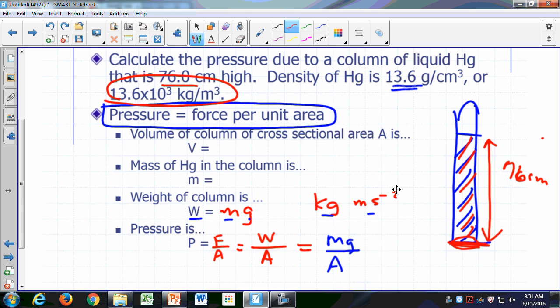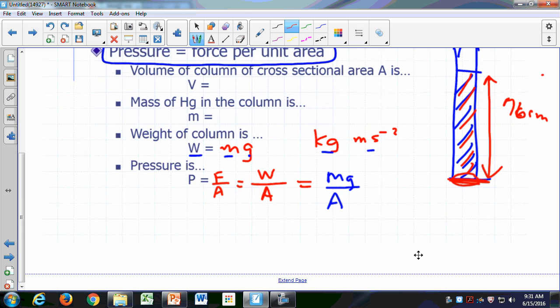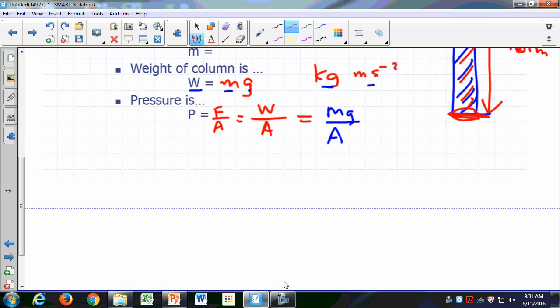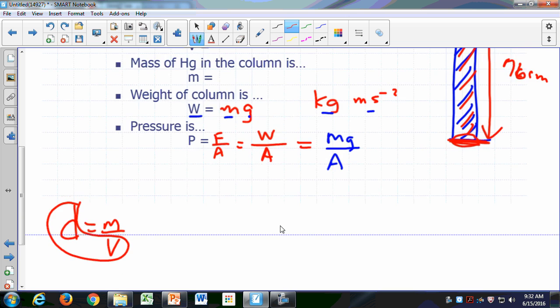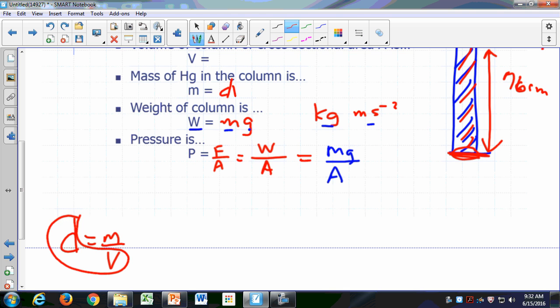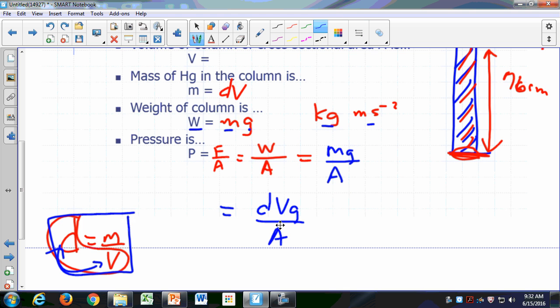Now, if you know the density and the volume of your liquid, density, if you recall, is mass over volume. So I can figure out the mass by multiplying the density by the volume. Multiplying both sides of this equation by V, you get density times volume equals mass. So I can rewrite this expression as density times volume times g divided by the area. I've replaced the mass by density times volume.